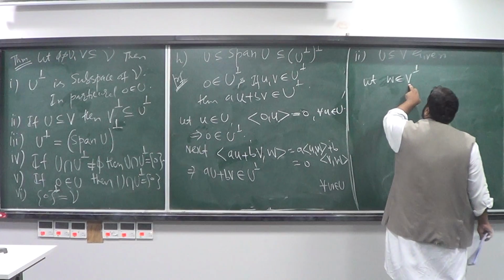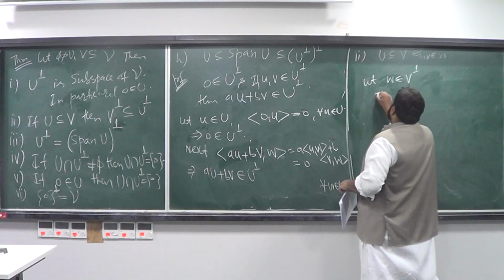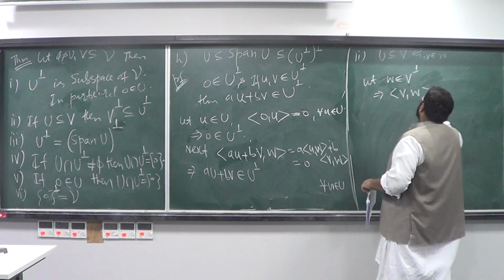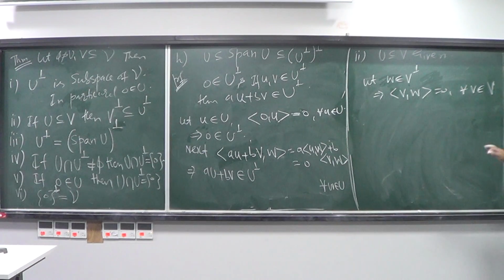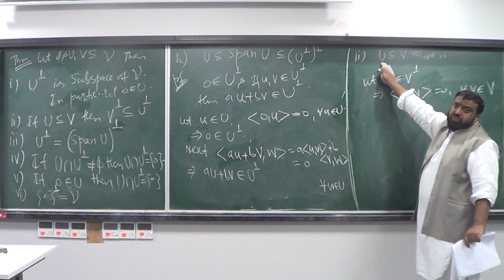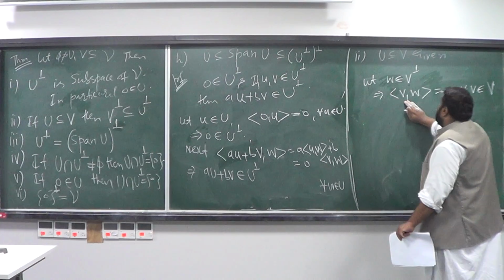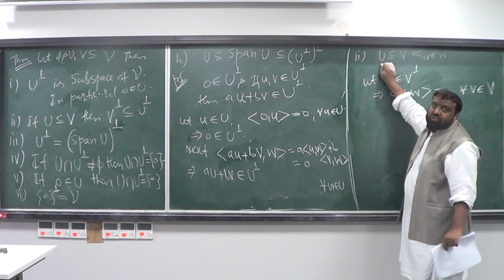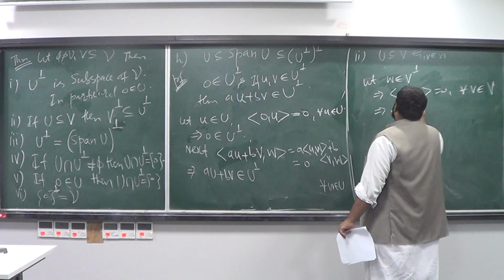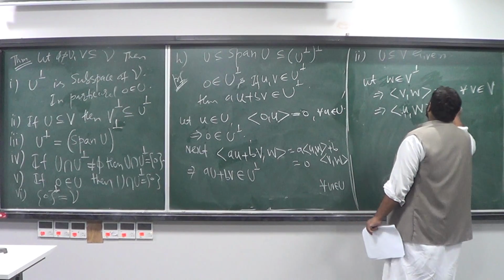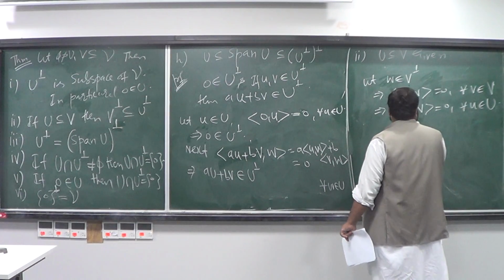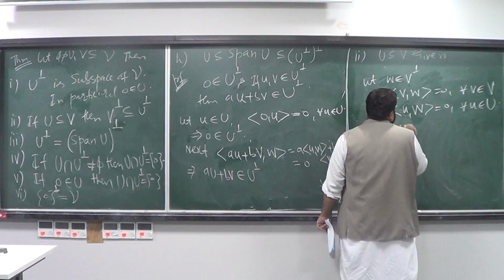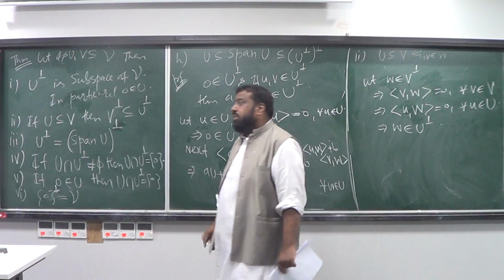Now what is the meaning of W belonging to V perp? This means that the inner product of V with W is 0 for all V in V. So this W is going to be orthogonal to every single vector in V. But V contains U. So if this is 0 for all elements in V, it must also be 0 for all elements in U, because U is a subset of V. So this implies that the inner product of U with W is also 0 for all U in U. Since W is orthogonal to every single element in U, W must be in U perp, by definition.